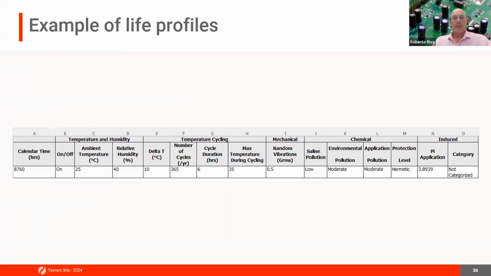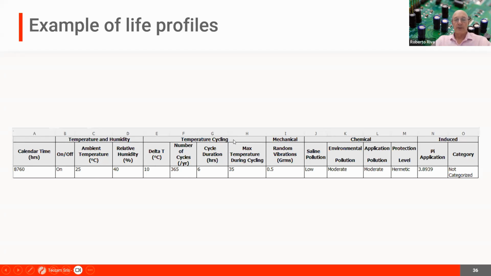And here we go, an example of a life profile. Originally we set out with 3 phases. Then we realized the impact of 3 phases, so we scaled back to 1. So we have the results that need to be presented in calendar hours up to 8,700, so 1 year. And then we have the mode of operation. And then we have a temperature humidity part of it, so the ambient temperature and the relative humidity.